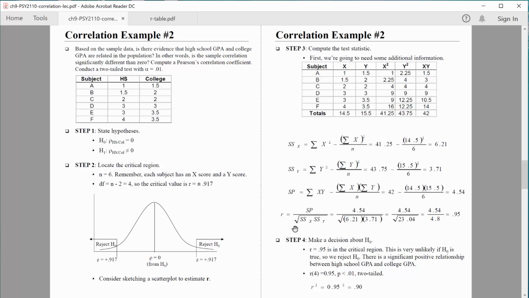Do you remember how we format that? Some percentage of variability in the criterion variable can be explained by the predictor variable. In this situation, that means 90% of the variability in college GPA can be explained by high school GPA. If these two variables were really related this strongly, then we'd be able to predict college GPA very accurately by knowing someone's high school GPA. In the real world, the last time I checked, the correlation was somewhere around maybe 0.25 or 0.3. It's a much more modest correlation.